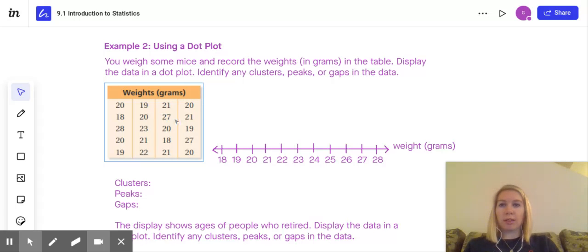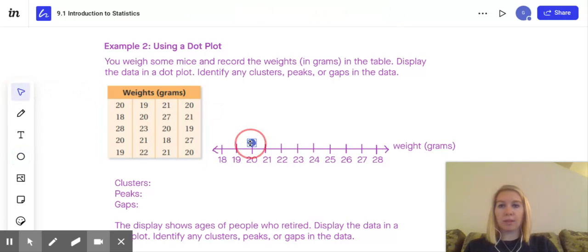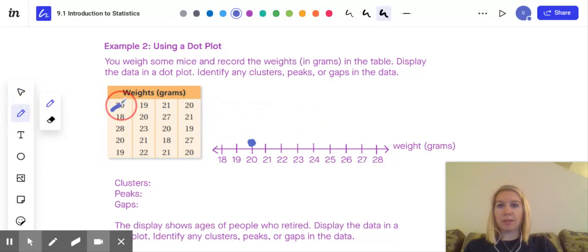Okay, so again, here is the table with the weights of the mice that we weighed. And we're going to display the data on this, we call a dot plot. So what that looks like is we are going to record a dot on this graph here for each of the weights. Okay, so for example, our first weight is 20. So I'm going to put a dot at 20. Just going to center it there. Okay, and I'm just going to cross it out when I'm done.